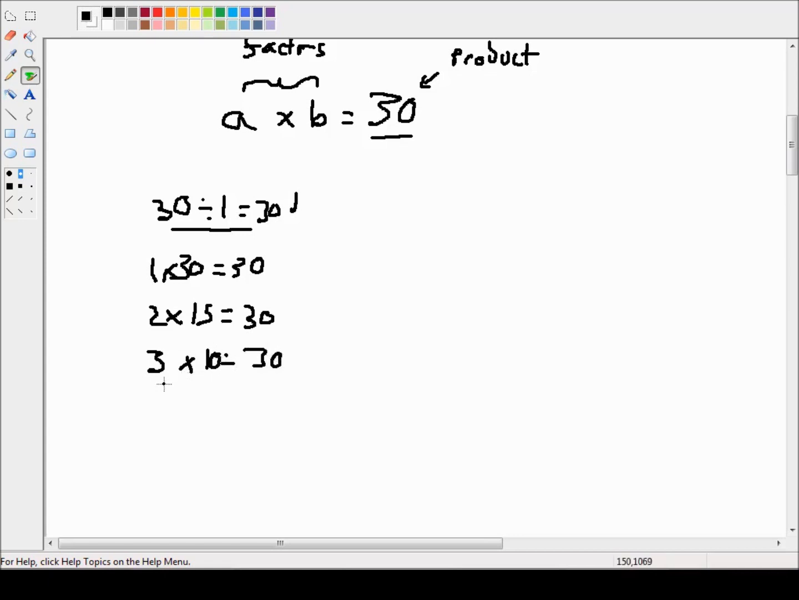Now, if we double this 2 to make 4, we're going to have to halve the 15, which is going to be 7.5, and we've already said that we don't count halves or fractions. So 4 is not a factor of 30, because 4 times 7.5 is 30. So the next number then would be 5, and we know from our 5 times tables 5 times 6 is equal to 30.